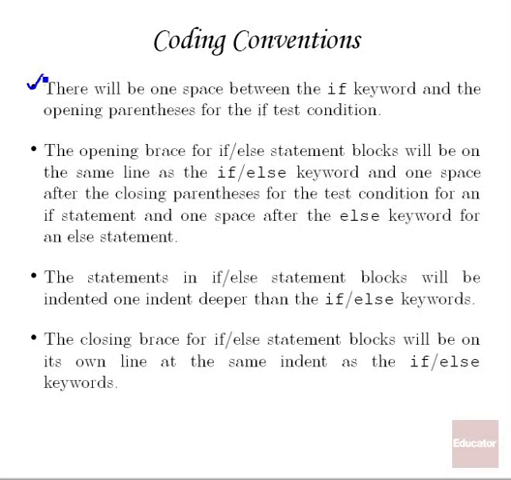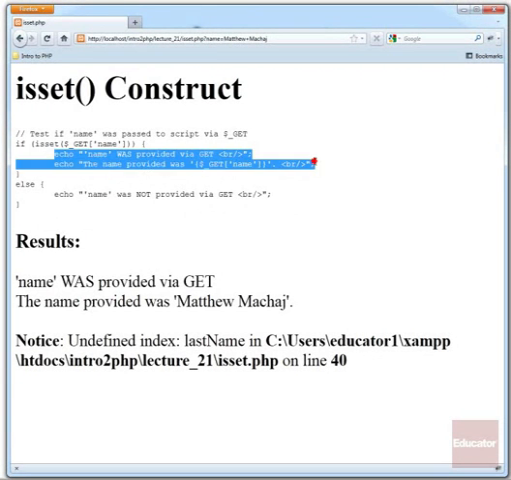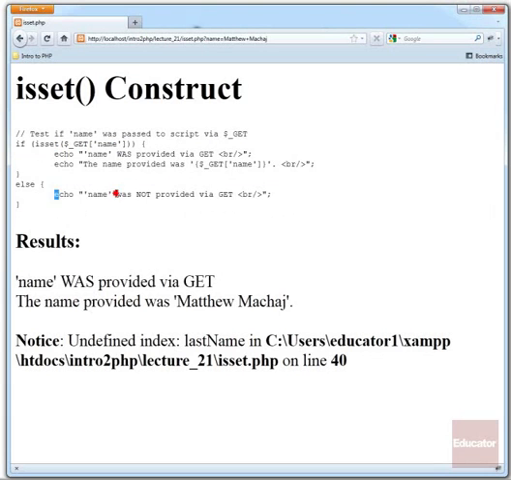Similarly, for an else statement, the opening curly brace for an else statement group is going to be on the same line as the else keyword, and it's going to be separated by a space. Additionally, any statements within an if-else statement group are going to be indented one level deeper than the if keyword. So when we go back and we look at our example here, in this isSet example, we can see that all the statements within the if statement group and the else statement group are one indent deeper than the if or else keywords.